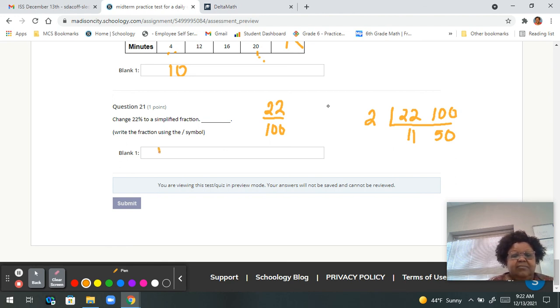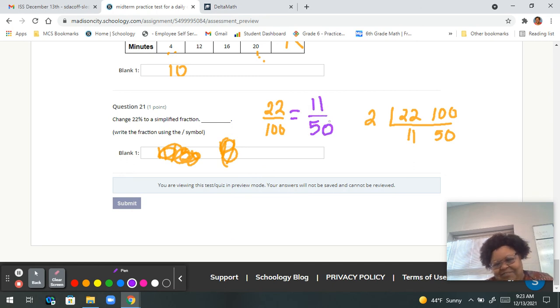So you can write it with a slash. That 50 looks a little crazy. I can't write today, y'all. Let me try it again. I need purple. Okay, so just write it here. Equals 11 over 50.